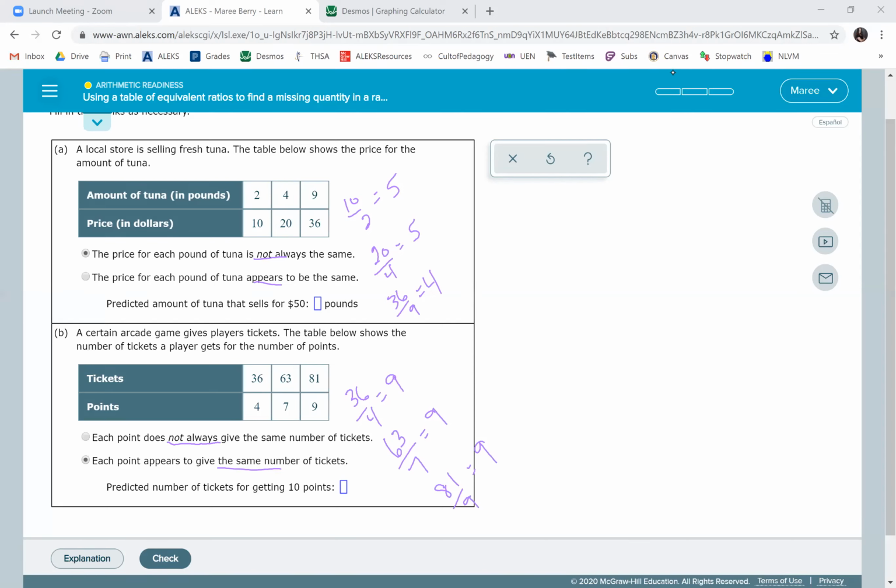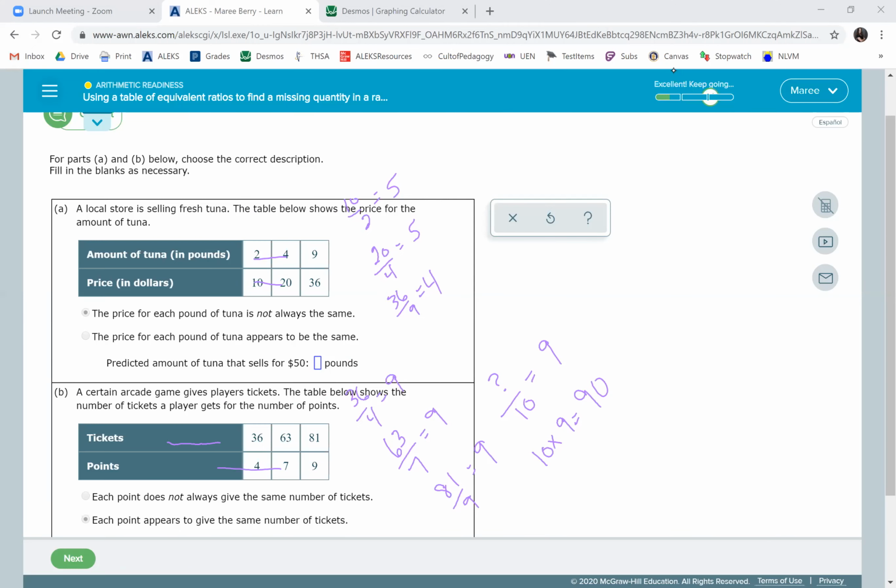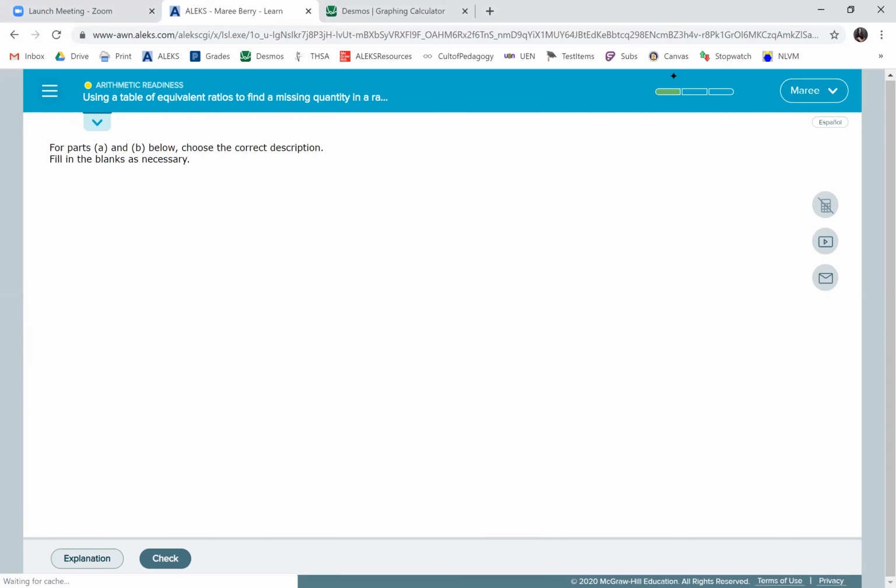And then the question is, predict the number of tickets for getting 10 points. So the number of tickets is going to go in the numerator. We don't know. And we're going to get 10 points, and then that should equal 9. So we're dividing something by 10 to get 9. To find that answer, we have to do 10 times 9, which is 90. So we'll plug in 90 right here. And that will be our final answer. Okay, let's go to the next set of problems.